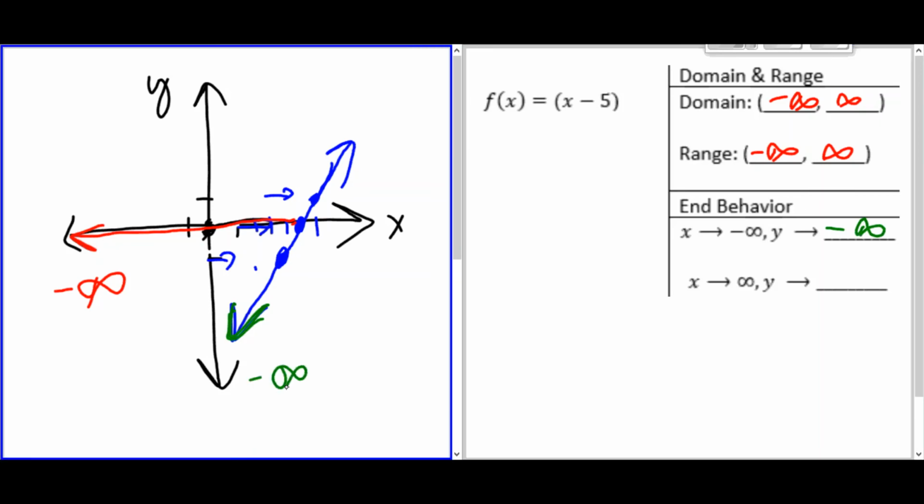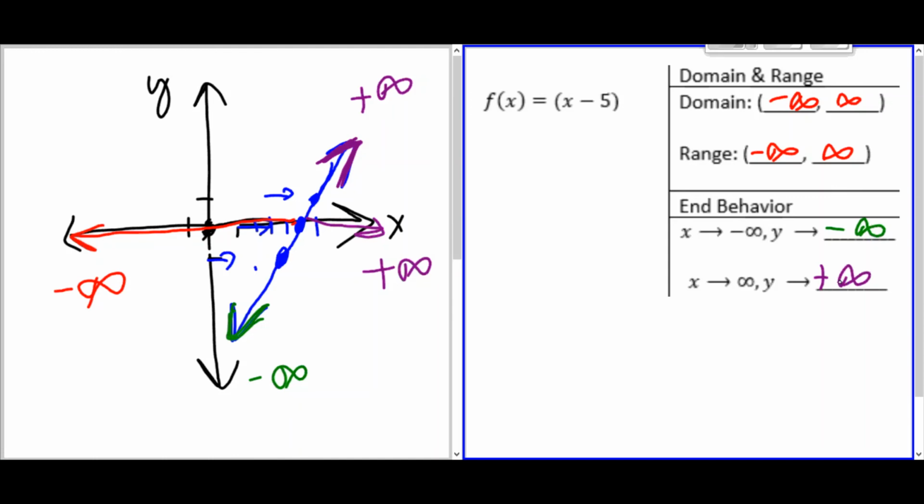And then if I start here and I move my graph to the right, so this would be positive infinity along the x-axis, notice that right arrow is going up. So that's positive infinity on the y. So this says x approaches infinity, y also approaches positive infinity. So go ahead and finish this one up if you need to. Pause the video, go ahead and do that.